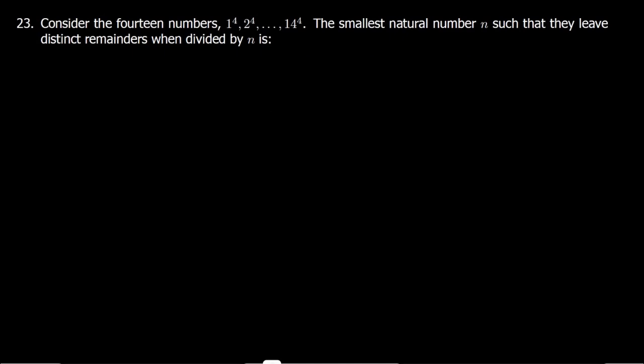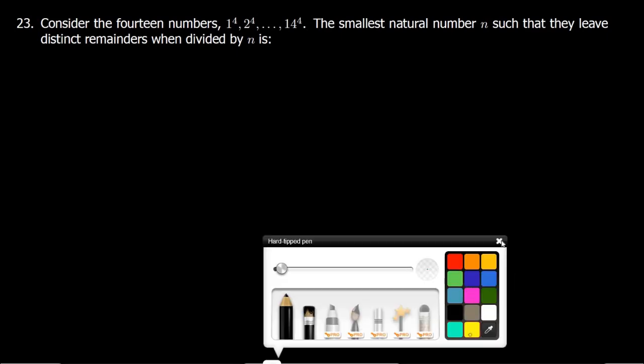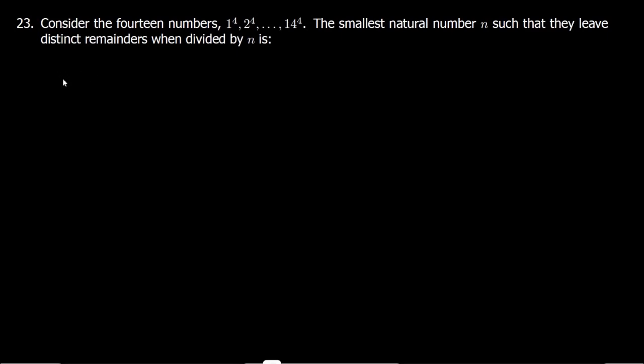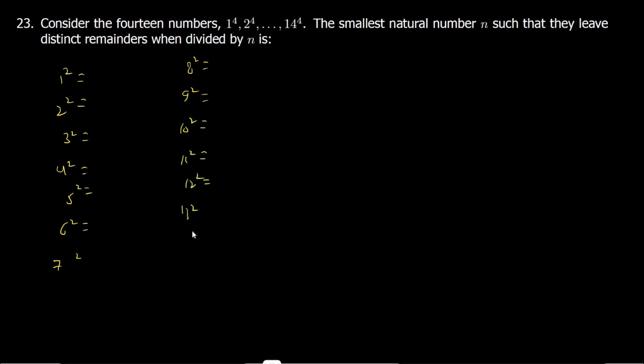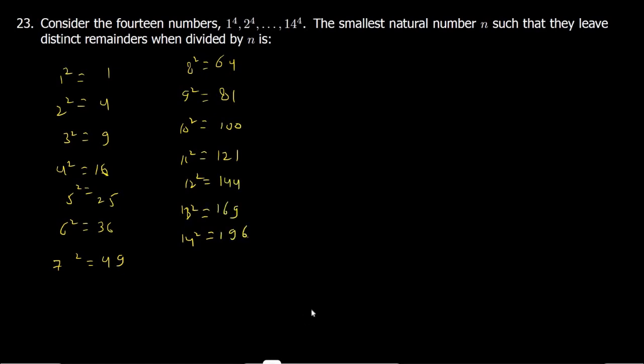Alright, next question is: consider the 14 numbers 1 power 4, 2 power 4 and so on till 14 power 4. Now the smallest natural number n such that they leave distinct remainders when divided by n is. So if I look at all of these numbers, first of all let me write the perfect squares: 1 square, 2 square, and so on till 14 square. So this will be 1, 4, 9, 16, 25, 36, 49, 64, 81, 100, 121, 144, 169 and 196.